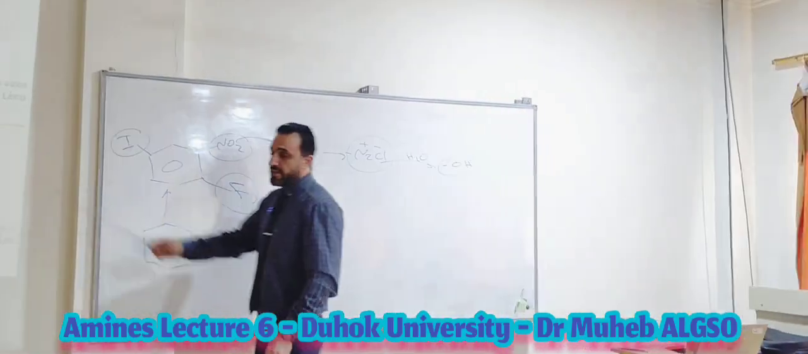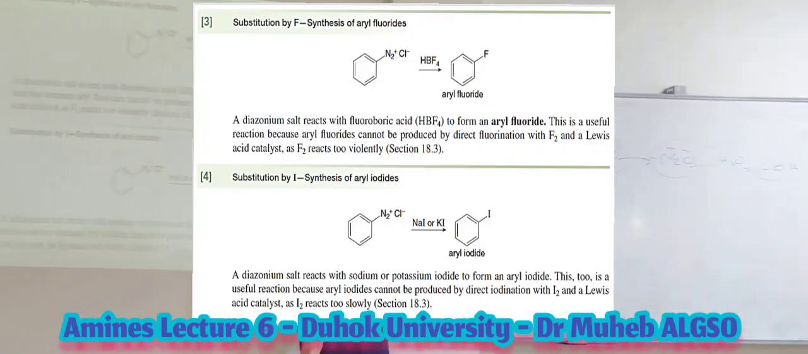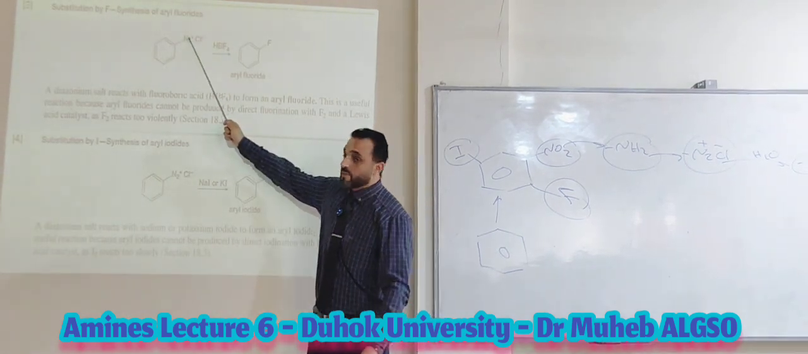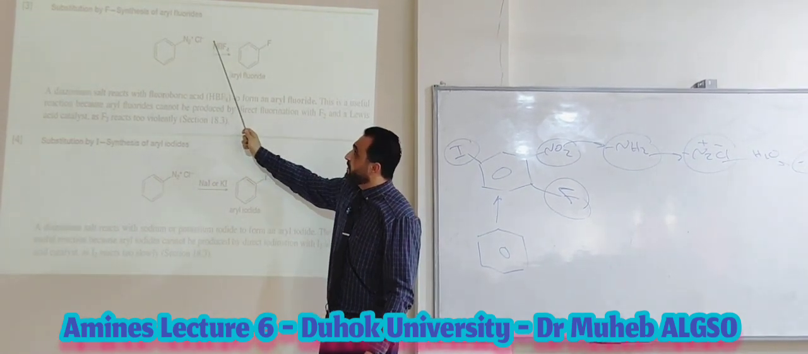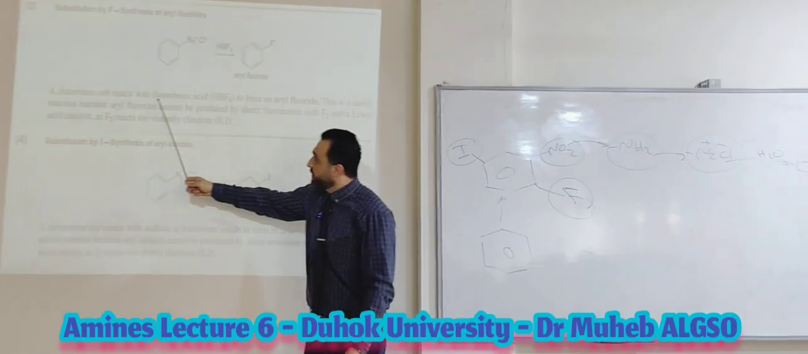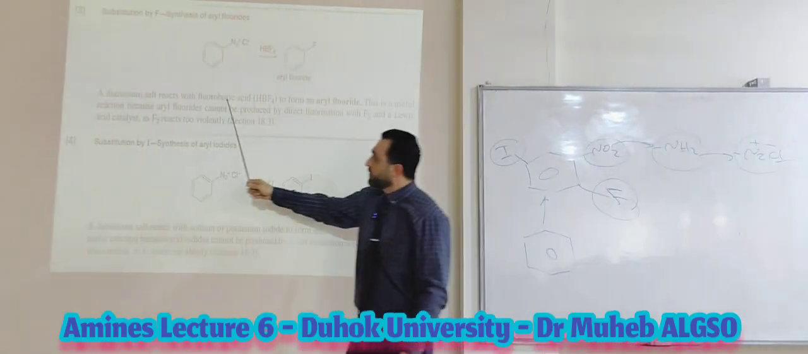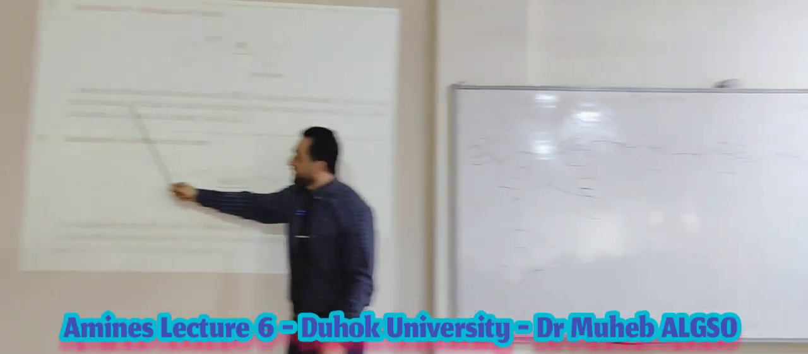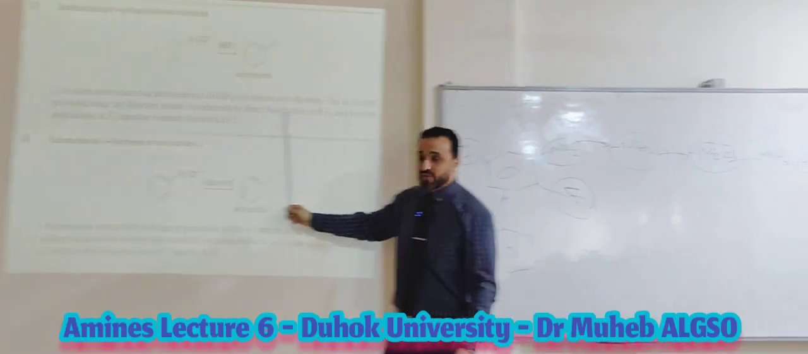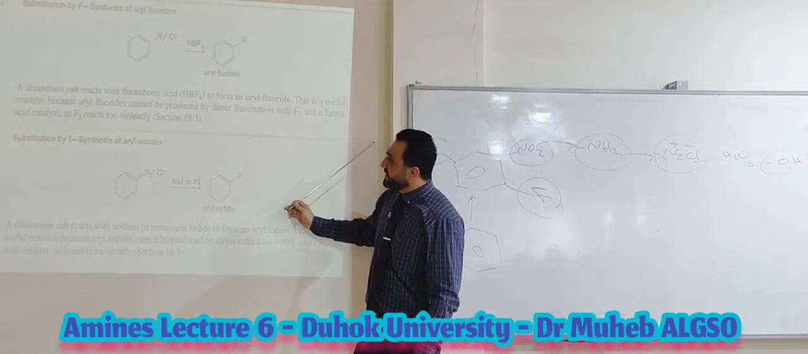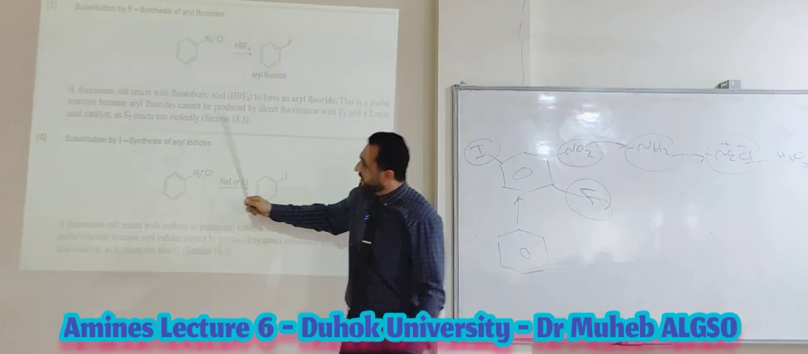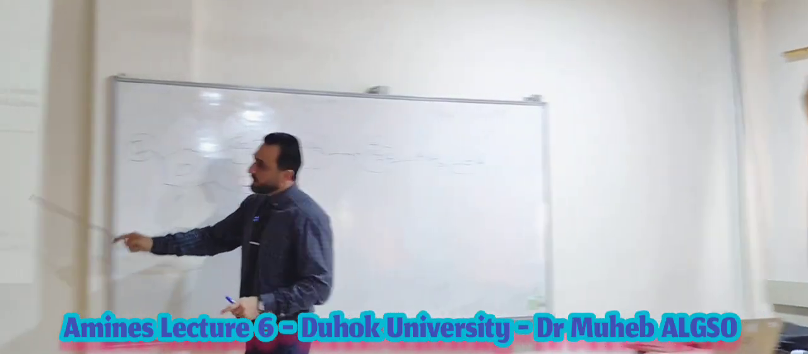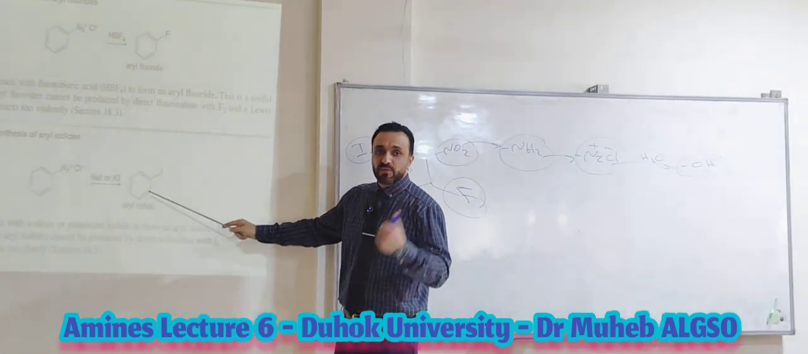Now, if you want fluorine, the halogenation cannot produce the fluorine. Why? Because the fluorine is very, very active. But by using diazonium salt, the diazonium group reacts with HBF4, what is that? A fluoroboric acid. Diazonium salt reacts with the fluoroboric acid to form what? To form aryl fluoride. This is a useful reaction because aryl fluoride cannot be prepared by direct halogenation. Why? Because the fluorine is very, very active, volatile. Okay?